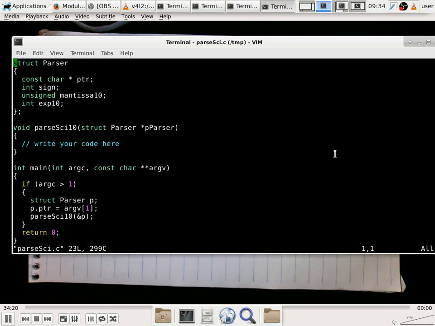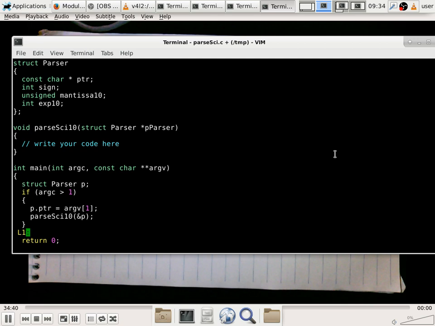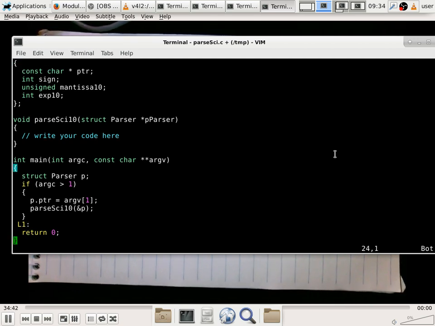So one thing you do not want to do is to modify main. So do not modify main. And I'm going to put a special label here too. Okay, I'll take this out into here and put a label here. So don't change the main program itself, because what I'm going to do is I will have GDB set a breakpoint at L1, the label, and then at that point I can check what is inside the structure p. And that's how I'm going to check your program to see whether your parsing subroutine is working correctly or not.